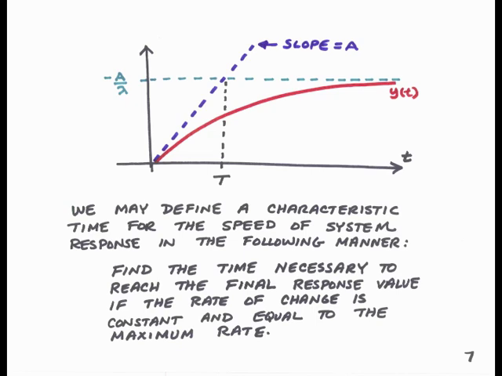So here is how we'll define a characteristic time for a system with an infinite impulse response. We'll find the maximum slope, which occurs at time t equals 0 plus, and we'll continue this line until we reach the final value of the system response, which would occur at time infinity. In this case, that final value is negative a over lambda. Where these two lines intersect, we'll define a particular time, which is labeled cap T, and this we will call the characteristic time. It's the time necessary to reach the final value if the rate of change was constant and equal to the initial and highest value of the rate of change.